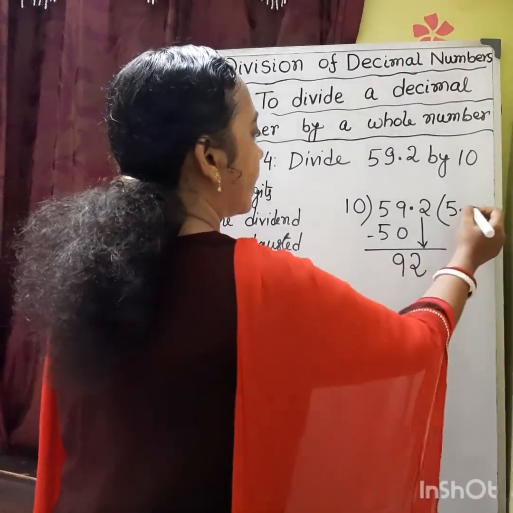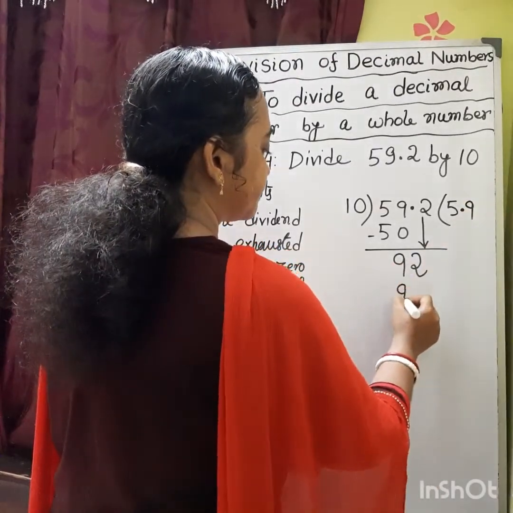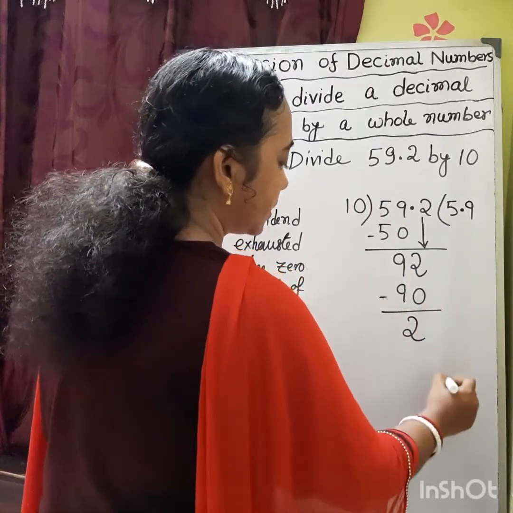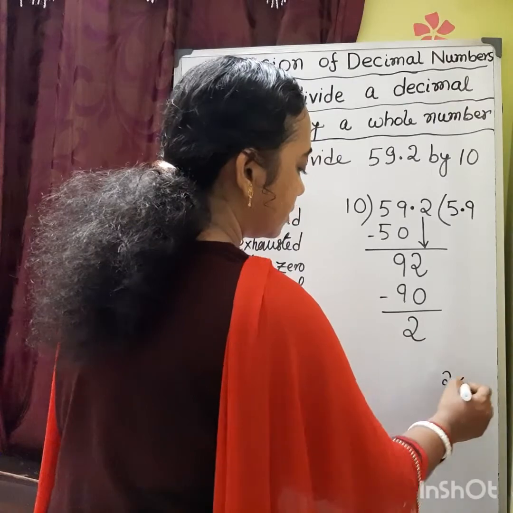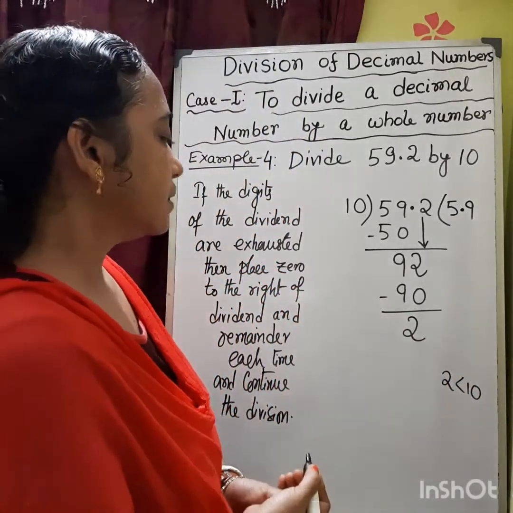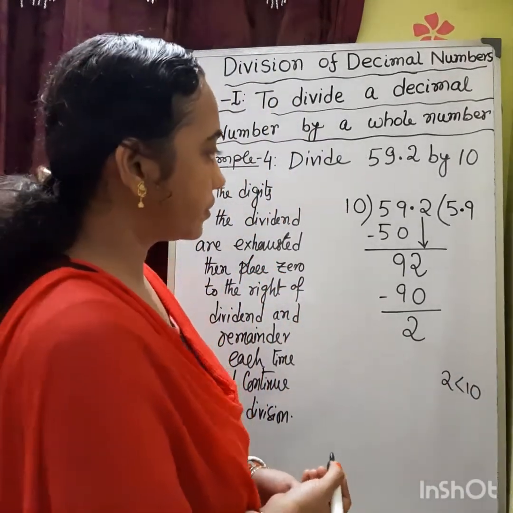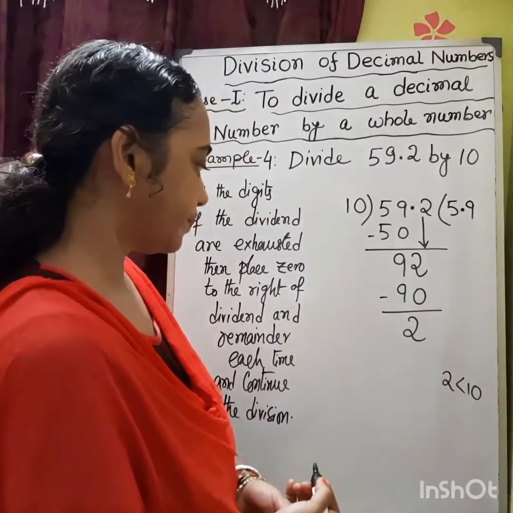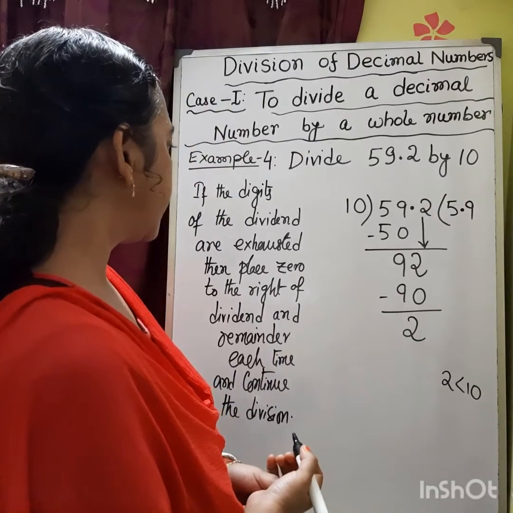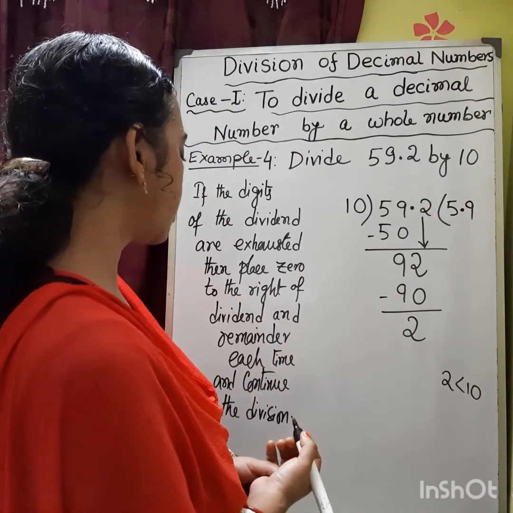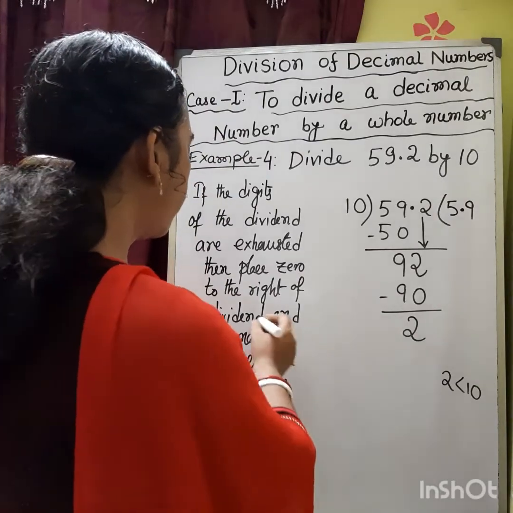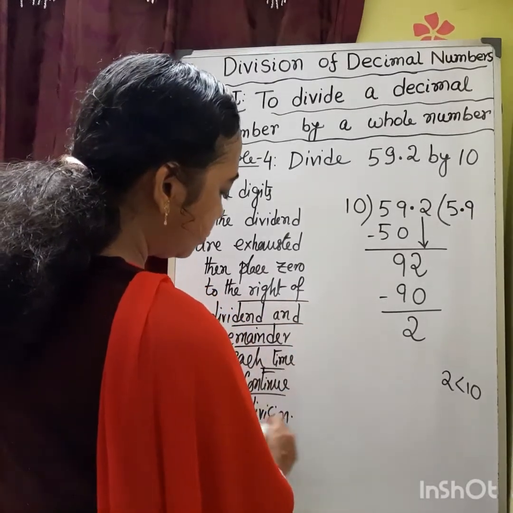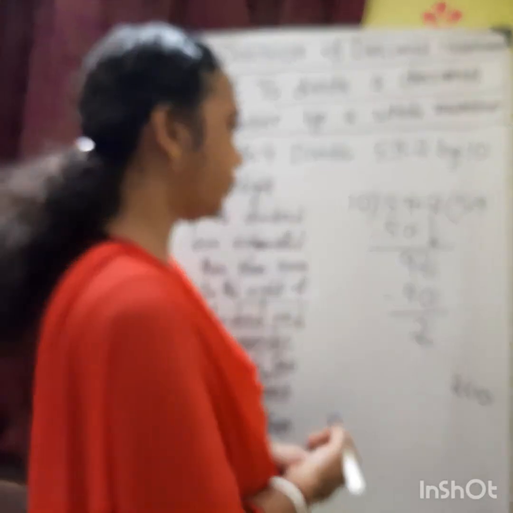Now we know 10 9s are 90. So we get the remainder 2. But here 2 is less than 10. So in this case, there is no other digit left in the decimal part, so that we can continue the division. So if the digits of the dividend are exhausted, then place 0 to the right of the dividend and remainder each time and continue the division. So this step we will follow here.